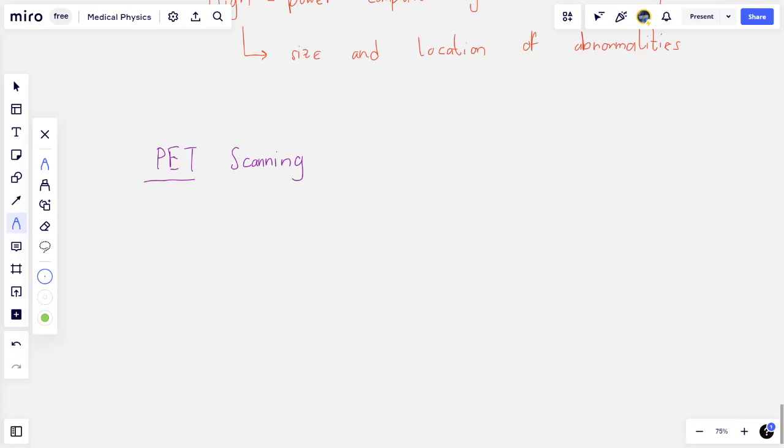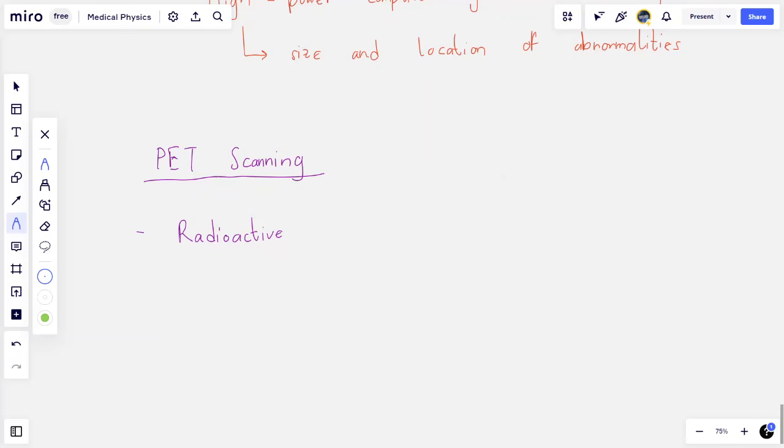Now, PET scanning, just because the word scanning is there, doesn't mean that it's the same. It's very different. PET scanning uses a radioactive isotope. What does the word isotope mean? An isotope is any atom that has a different number of neutrons but the same number of protons.